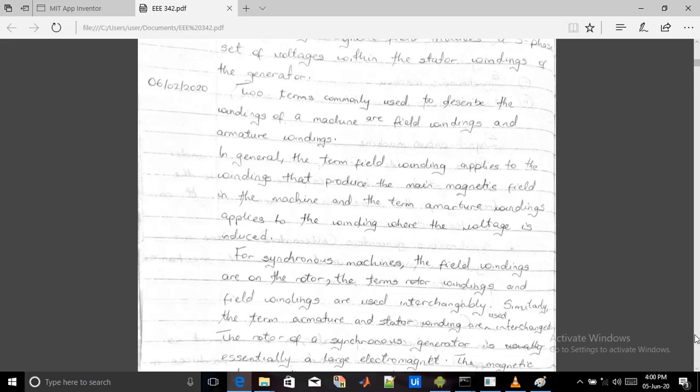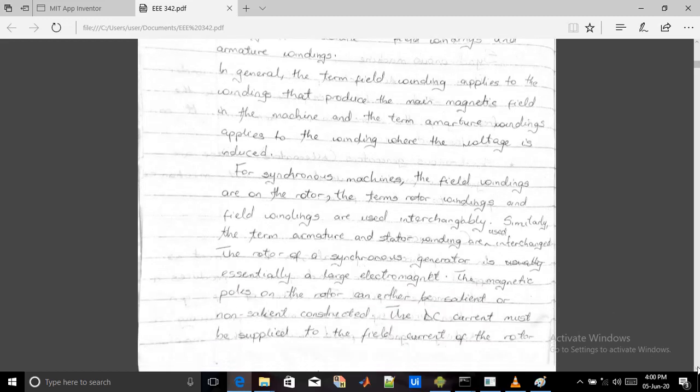The terms rotor winding and field winding are used interchangeably. Yes, I already saw that. And similarly, the terms armature winding and stator winding are used interchangeably. The rotor of a synchronous generator usually utilizes an electromagnet. Yes, I already said something on that.